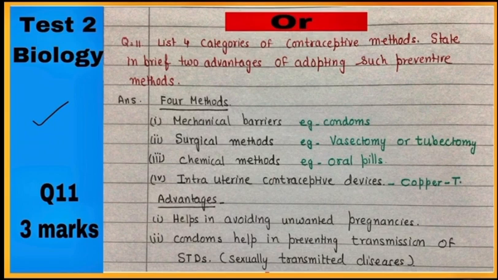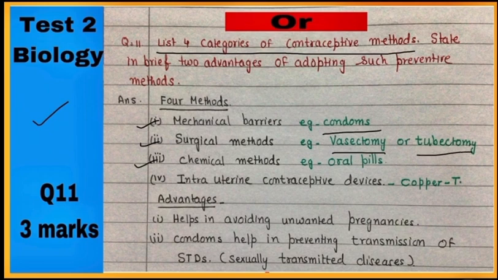There is a choice in question number 11 also. See the question. List 4 categories of contraceptive methods. The 4 categories of contraceptive methods are: number 1, mechanical barriers like condoms; number 2, surgical methods like vasectomy in males and tubectomy in females; number 3, chemical methods like oral pills; and number 4, intrauterine contraceptive devices like copper T.